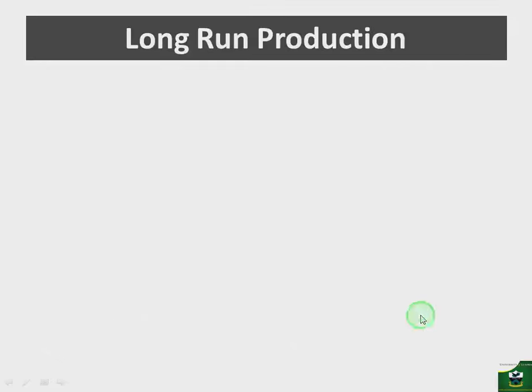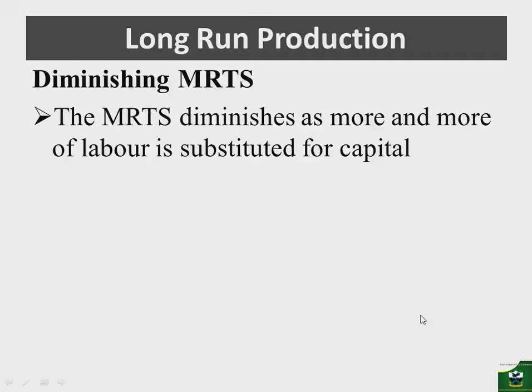Okay, so let's now put this theory together. What we have then is that we can now look at the law of diminishing marginal rate of technical substitution. The marginal rate of technical substitution diminishes as more and more labor is substituted for capital. If you did not watch or attend the lecture on the theory of the consumer, I urge you to go back and understand the diminishing marginal rate of substitution. It's the same principle that we are bringing here.